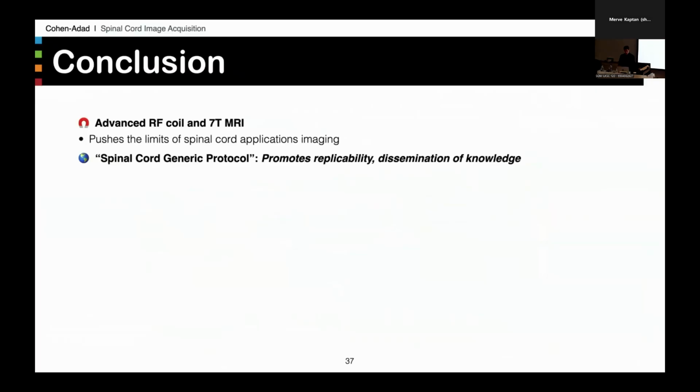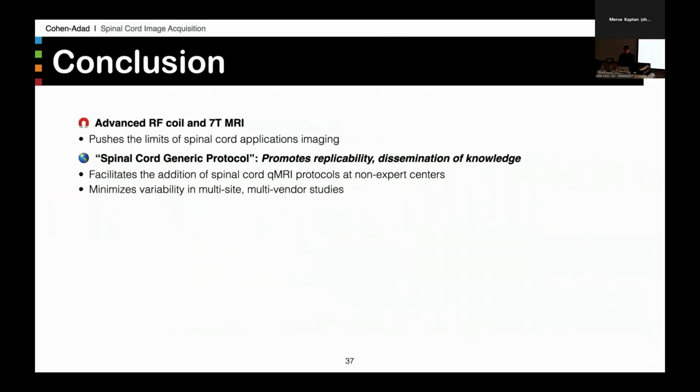The Spinal Generic protocol, really the purpose is to promote replicability, dissemination of knowledge, facilitate the addition of spinal cord quantitative MRI protocols at non-expert centers, and minimize the variability in multi-site and multi-vendor studies. So really the question of harmonization. It's already implemented in at least 50 clinical sites and also in different initiatives, inspired initiatives that are led by Claudia Wheeler-Kingshott in London, Zurich, Toronto, and the CanProCo, which is a pan-Canadian 7 sites across Canada studying MS.